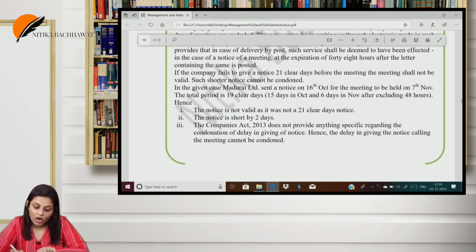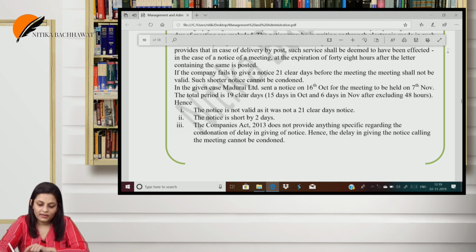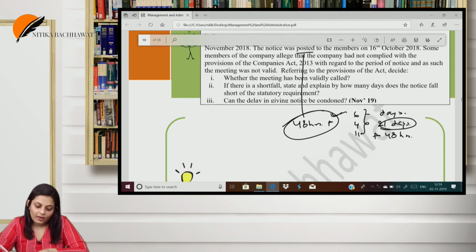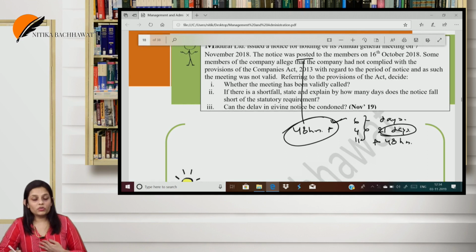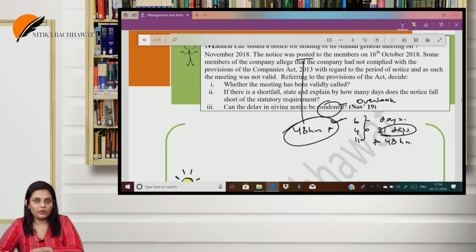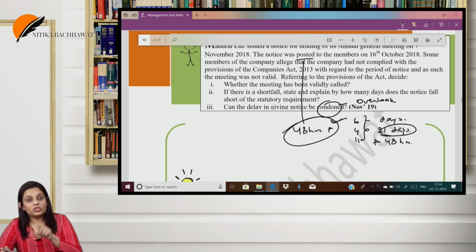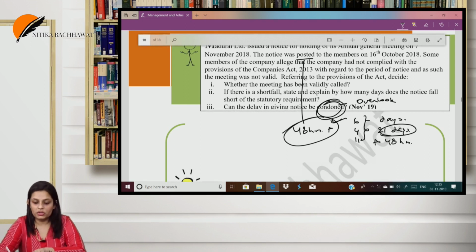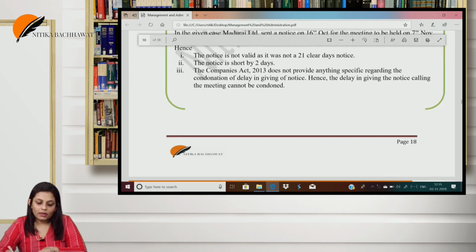The Companies Act does not provide anything specific regarding the, let's read that question importantly. Can the delay in giving the notice be condoned? Now to understand this, it's important for us to understand what the word condone means. Condone means to overlook something which is not as per the legal requirements. Can we overlook? No. With the consent of the shareholders, a meeting can be called by a shorter notice, but we cannot overlook that shorter notice. So the Companies Act does not provide anything specific regarding the condonation of delay.